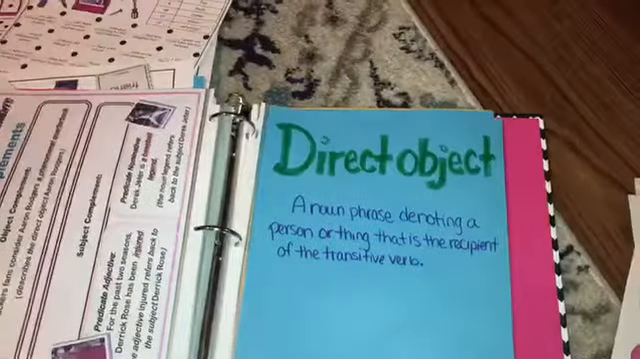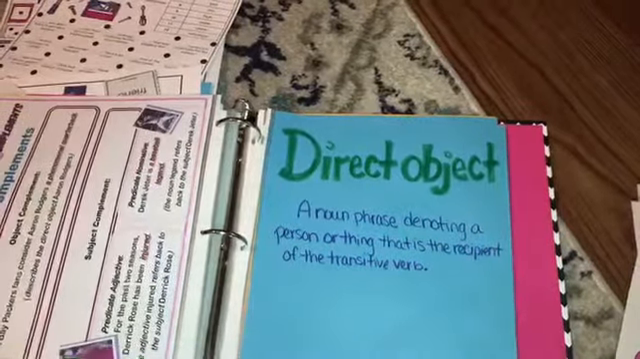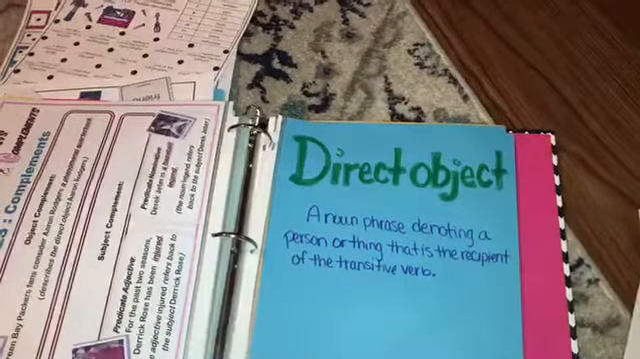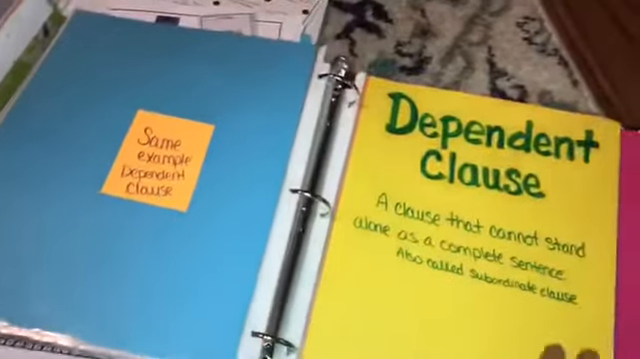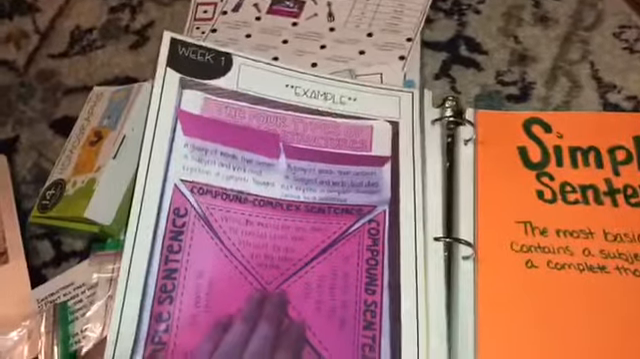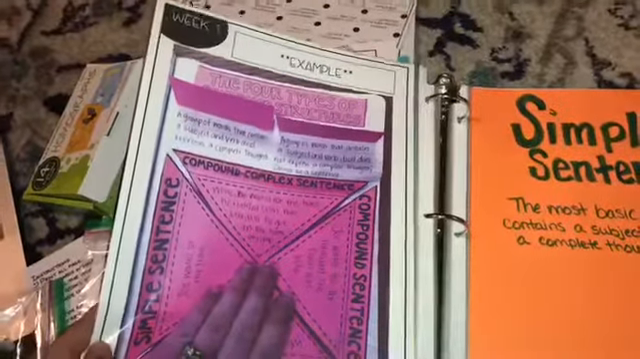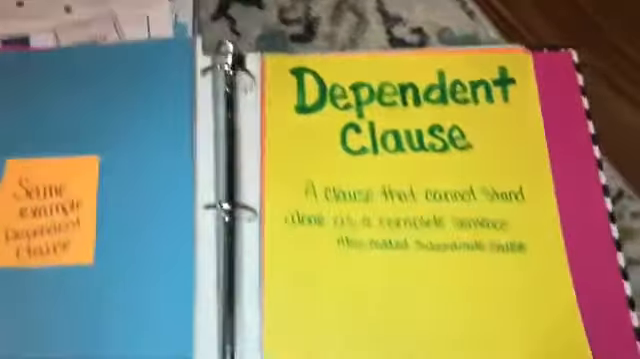Then we have the direct object, a noun phrase denoting a person or a thing that is a recipient of the transitive verb. And we have this quiz to help you with that. Independent clause, a clause that can stand alone as a sentence. And this is going to be the same one used in the dependent clauses. And it's for a journal, and it tells the definition of your independent and your dependent clauses.